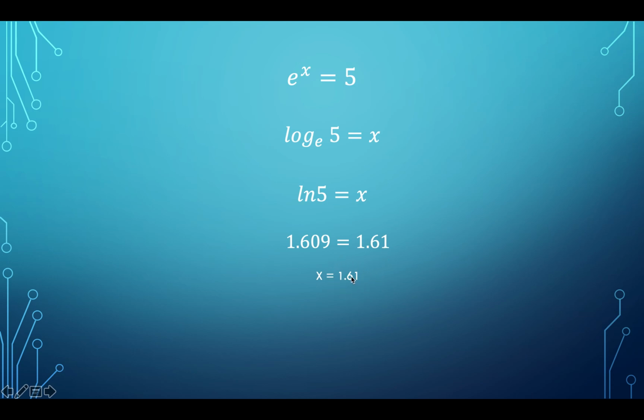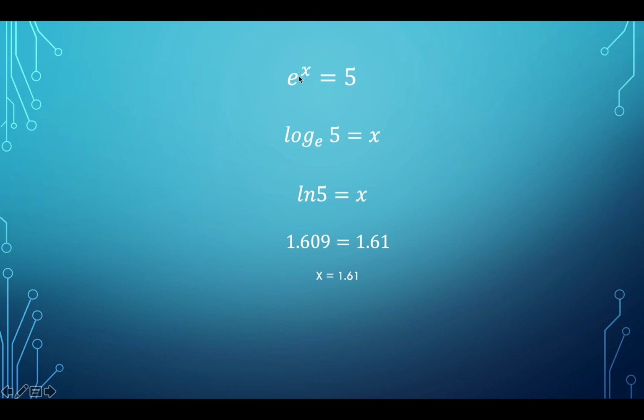Now, if we wanted to check it, we would do e to the 1.61 power. And we probably get really close to 5. It might be like 5.000, or it might be like 4.999. The only difference is because we rounded over here.